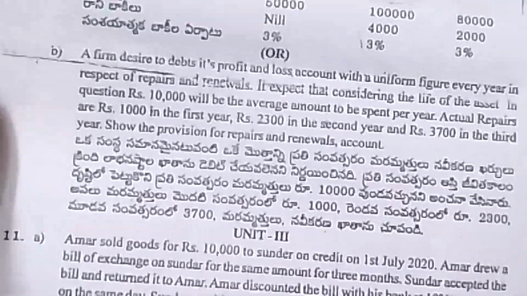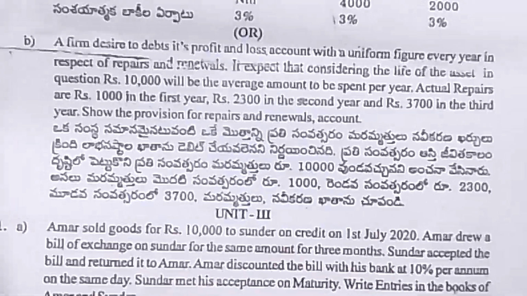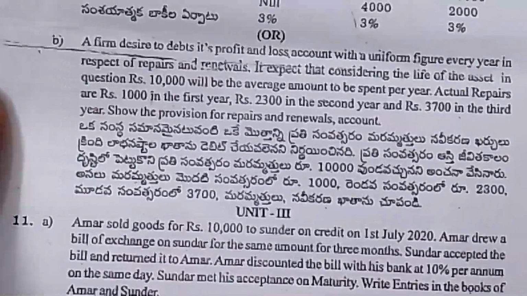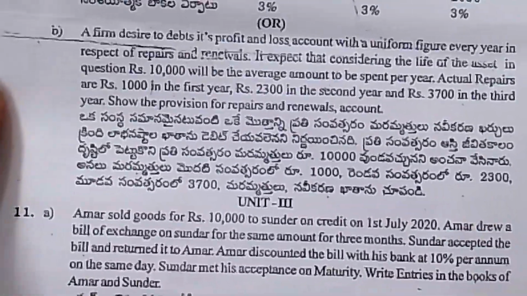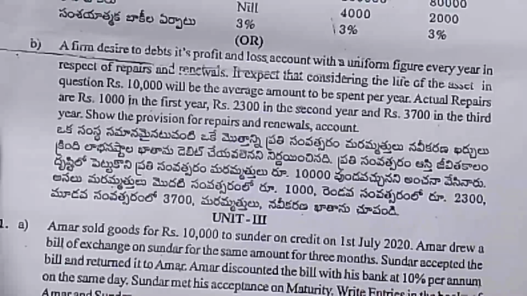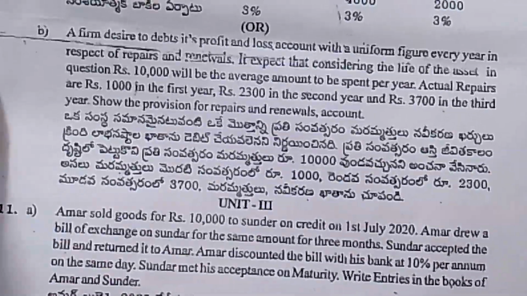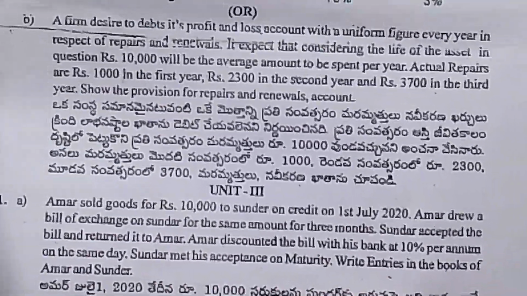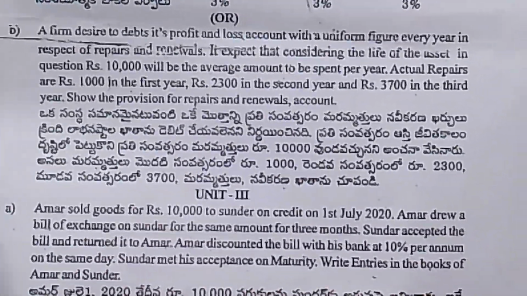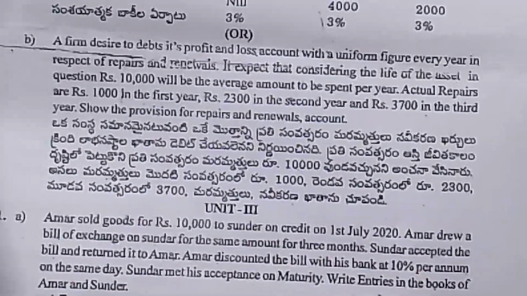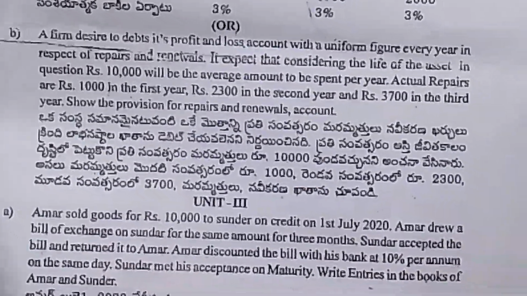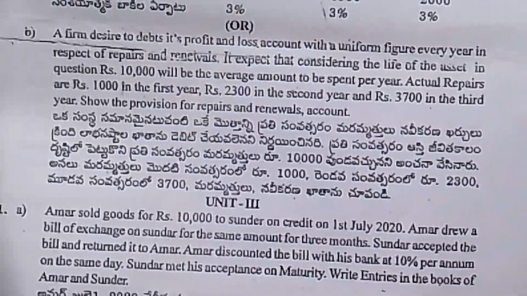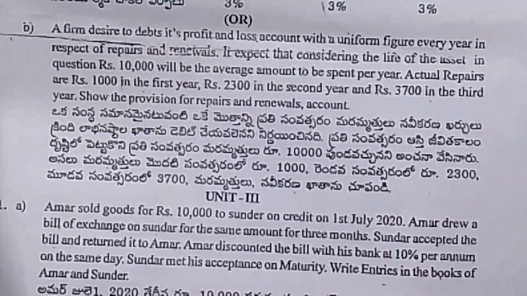Problem, provision for repairs and renewal. A firm desired to debit its P&L account with a uniform figure every year in respect of repairs and renewals. It expected that, considering the life of the asset in question, 10,000 rupees will be the average amount spent for every year. So every year, from the profit and loss account, the amount of 10,000 rupees must be transferred to the repairs and renewal account.